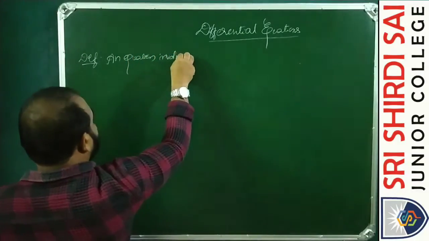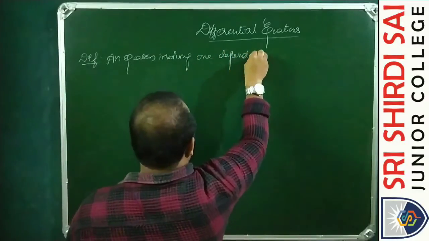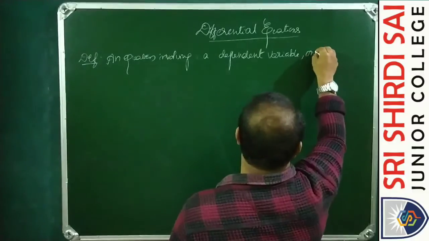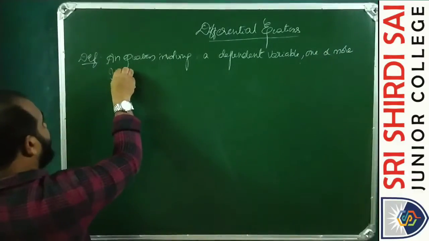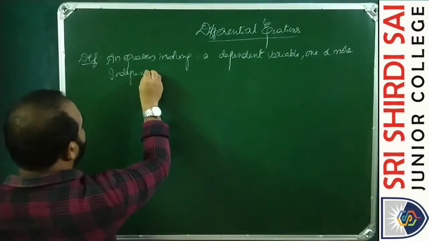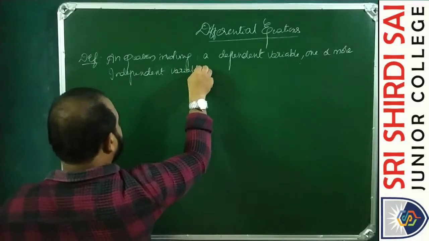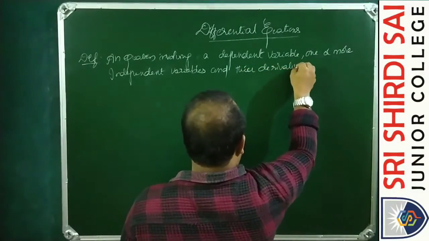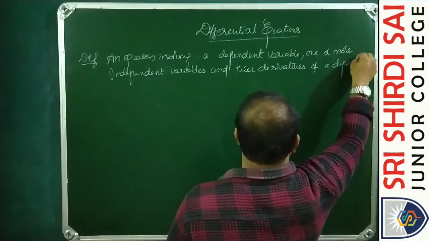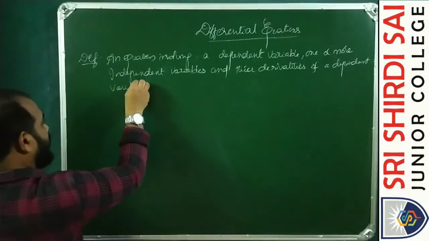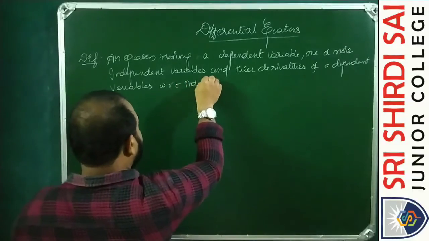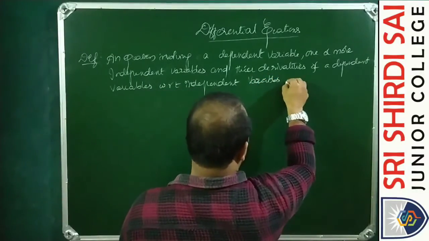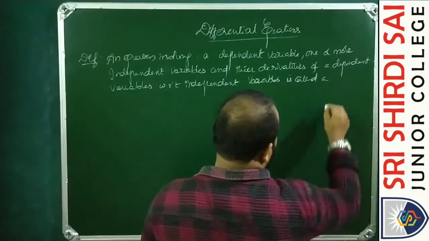First of all, the definition: an equation involving a dependent variable, one or more independent variables, and the derivatives of the dependent variable with respect to the independent variable or variables is called a differential equation.